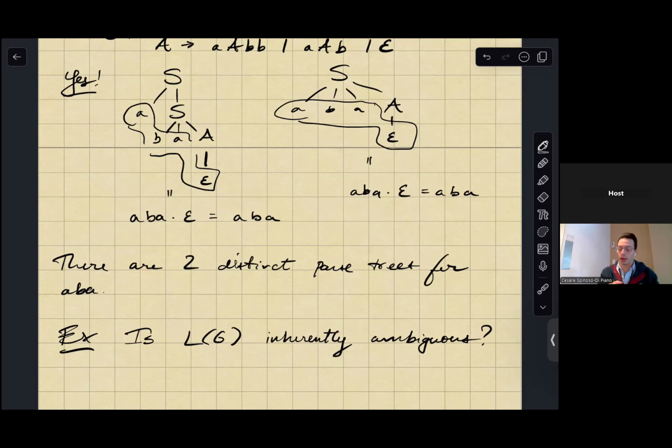So in other words, if the answer is no, then you should be able to find a grammar where there are no strings whose derivation is ambiguous. If the answer is yes, then that means that for every grammar that generates the language, there should be at least two distinct derivations for the same string, right? Okay, so I'm going to stop here and let you think about this, and then I'm going to solve it in the next video.